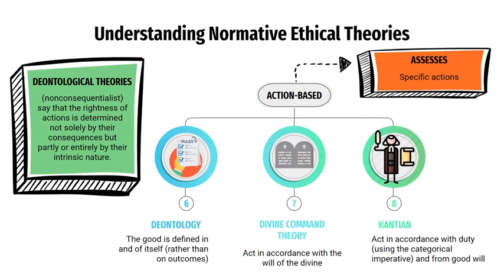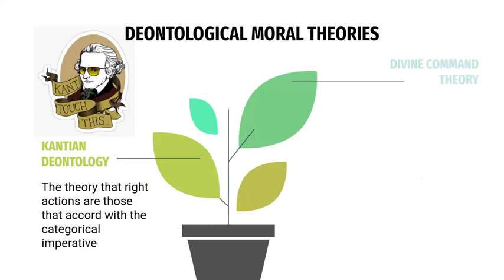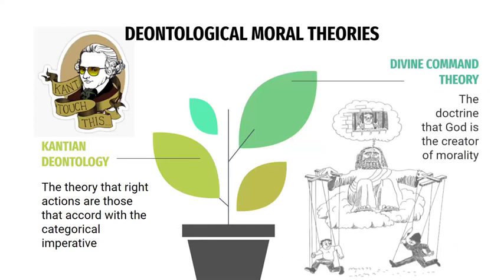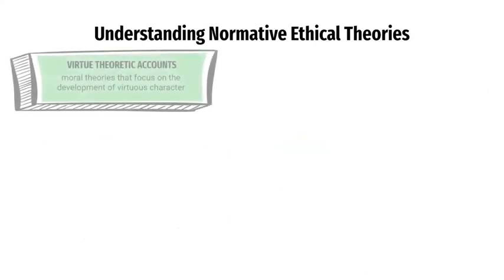It's not just bad consequences, or maybe it has nothing to do with the bad consequences. There's just something intrinsically wrong with the action. And deontology is going to have a story to tell for you if you're attracted to that view. So we'll look at Immanuel Kant, as well as divine command theory, the doctrine that God is the creator of morality and gives us instructions on how to live ethically.